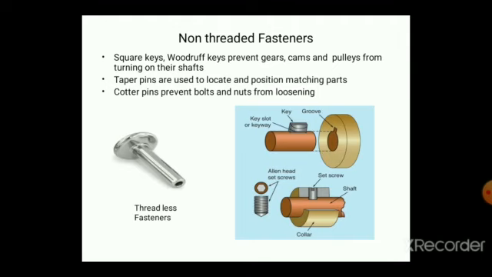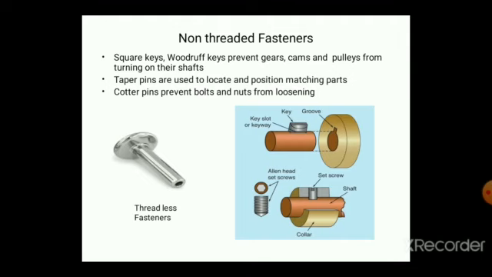So in case of non-threaded fasteners, we generally use a key type of arrangement. You can see in the figure on the right side a key slot, or you can call it a keyway. Then keys are located, and on another portion you can observe a groove is provided.